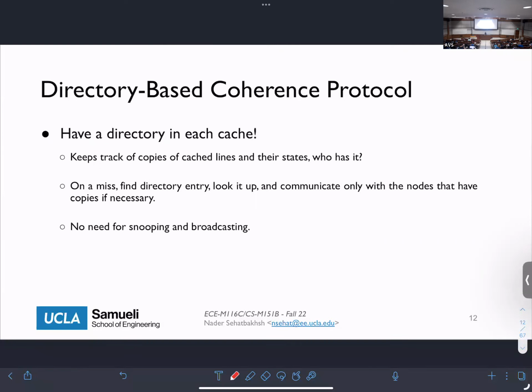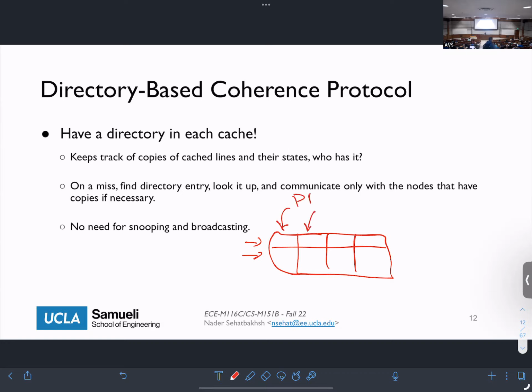we're going to have one unified table, for each level. In this table, we're going to have each line, and then multiple different entries. For example, we say where this line is stored, whether it's in P1 or P2 or P3 or all of them, and so on. So we keep track of where it is, and we also keep track of the states for each one.